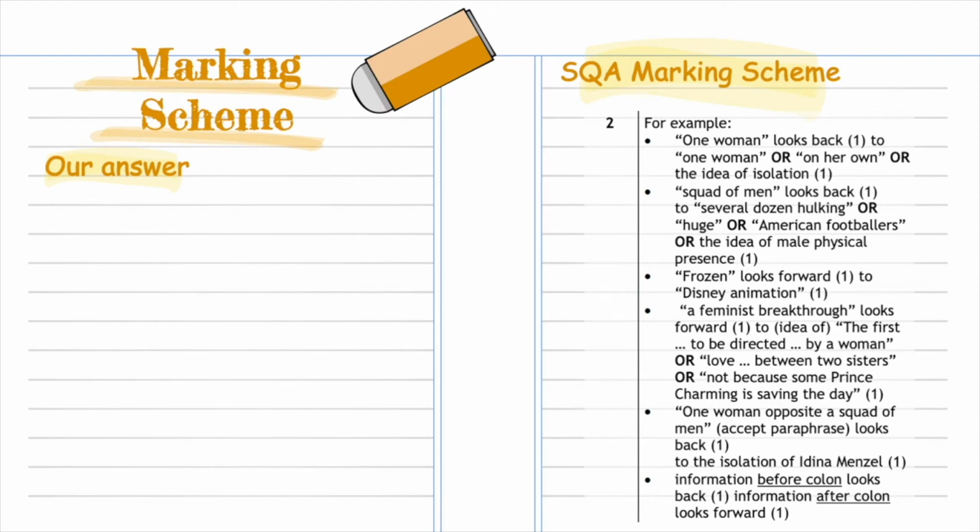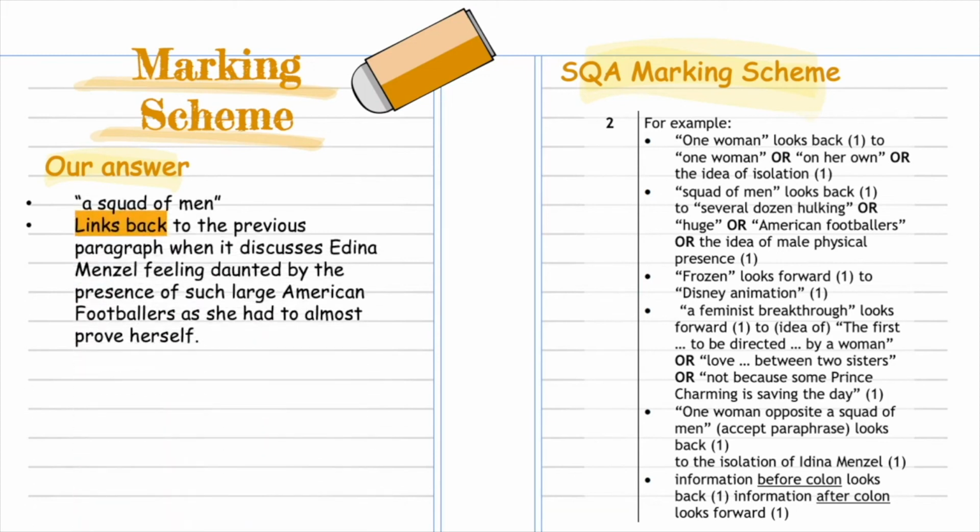I'm just going to put our answer along the left side of the screen. So the first part says a squad of men links back. I look into the marking scheme and I try and find that phrase, a squad of men. I've put an arrow to it to indicate that it's definitely on the marking scheme, which means that we should get the mark because we've paraphrased the fact that it talks about Idina Menzel being intimidated by these players.